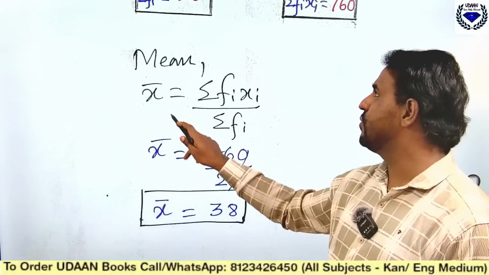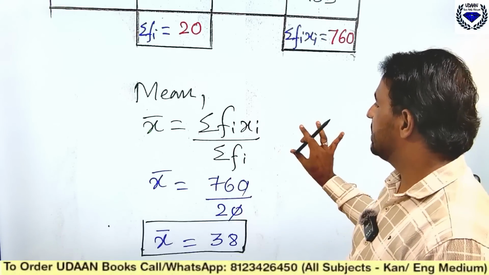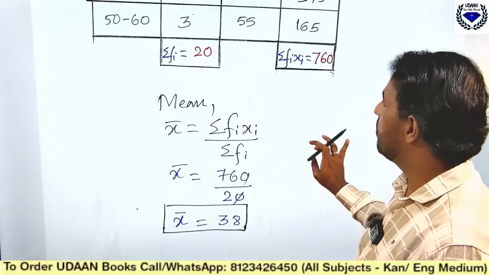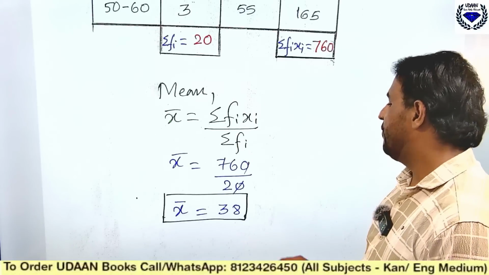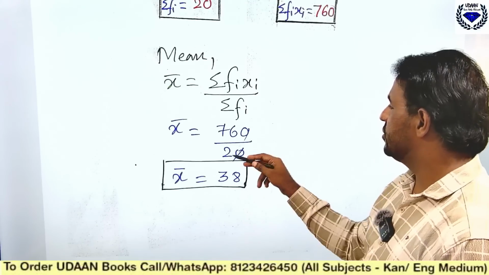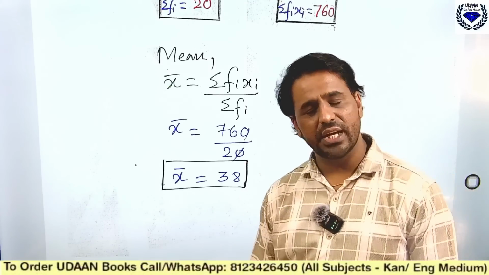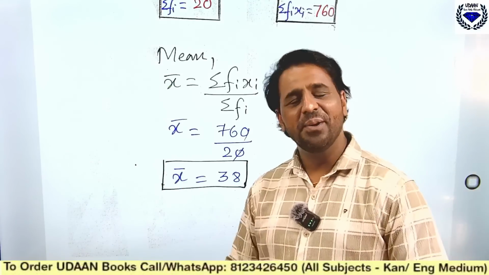Mean formula is what? Summation Fi xi divided by sum of Fi. 760 by 20, the zeros get cancelled. 76 half is 38. That is the value of your mean.